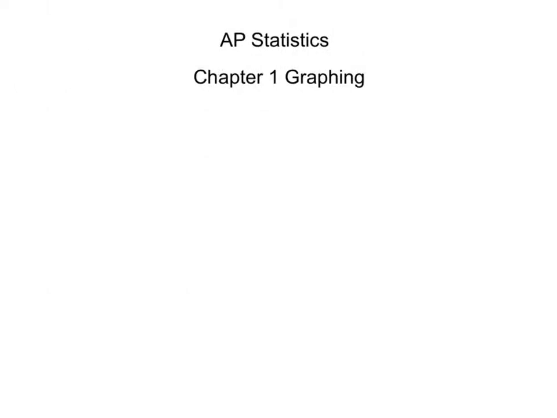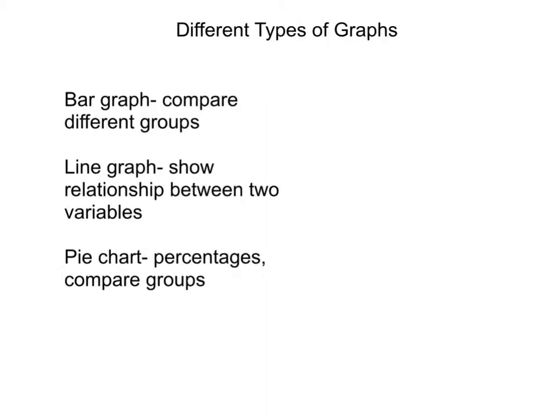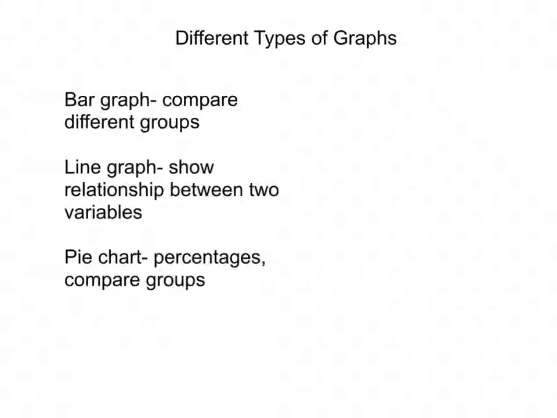So this is AP Statistics Chapter 1, and this is going to be used for graphing, how to interpret graphs, how to make graphs, and when you should use each kind of graph. And so let's start off with different types. We have bar graphs, and bar graphs are just going to compare different groups.